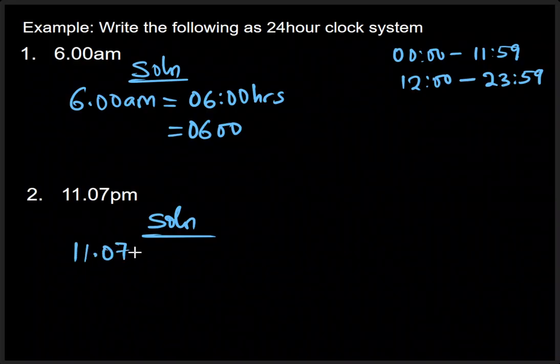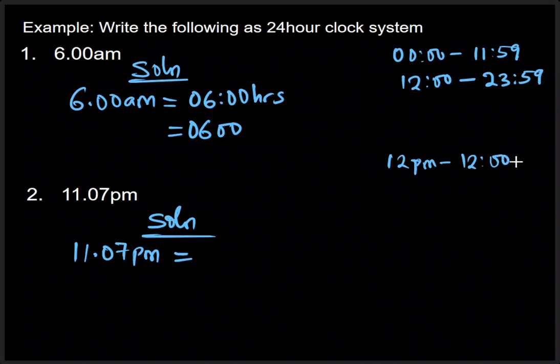11:07 p.m. 11:07 p.m. This is in the evening. In fact, this is the night. 11:07 p.m. All right, remember that 12 p.m. is where we have 12:00 hours. So if you continue, 1 p.m. will give you 13:00 hours.